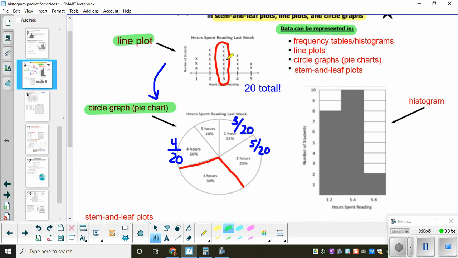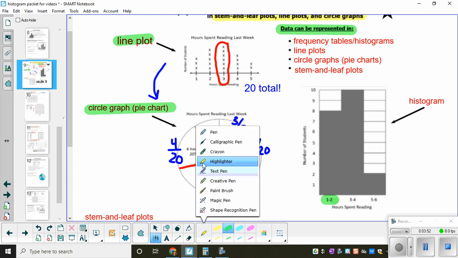And now right here, I could even take this and categorize it into intervals and say, okay, first let me look and see how many students are reading somewhere between 1 to 2 hours.